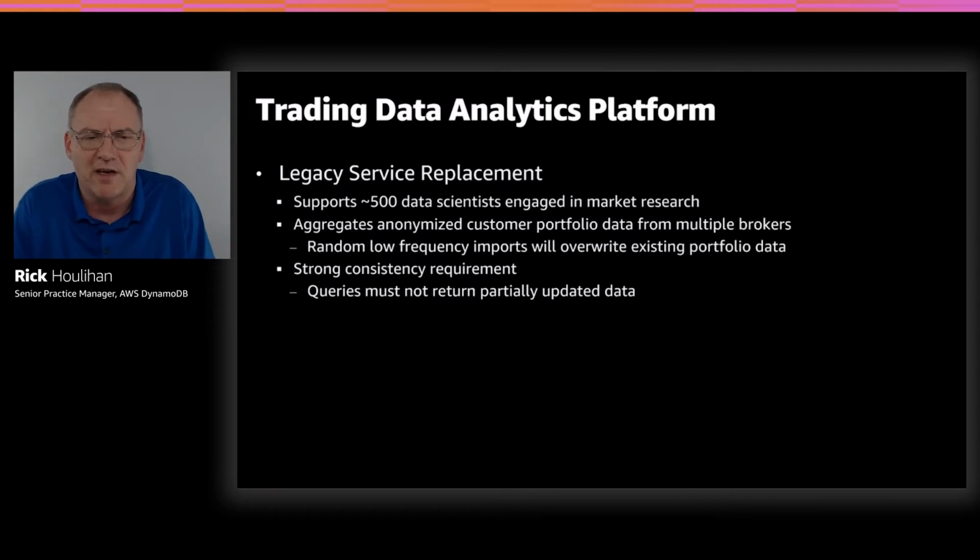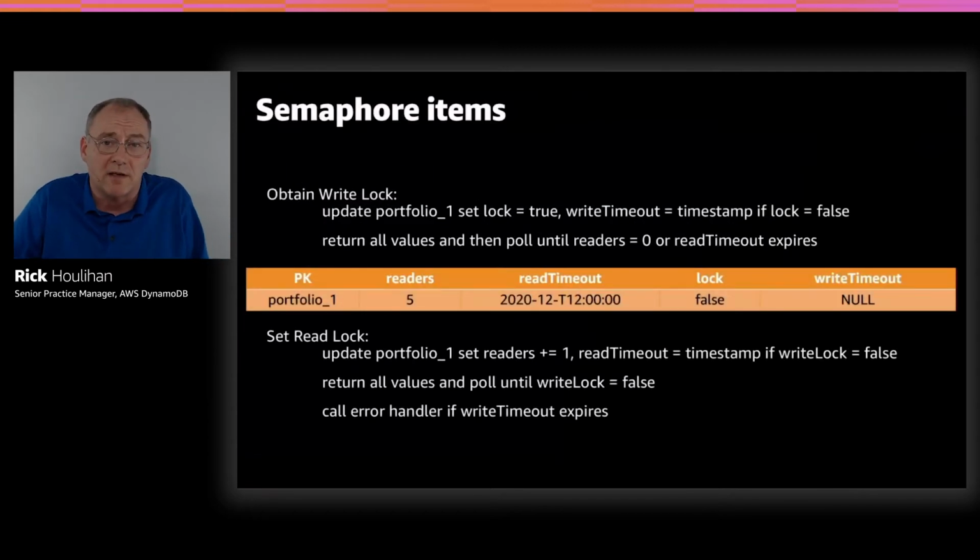So the way we did this was we created semaphore items on the table. Every policy, every portfolio partition on the table had a semaphore item loaded into it that contains some lock attributes. And to obtain a write lock, a process would come in and update the item and say, set this write lock to true as long as the write lock is false. And while you're at it, set my write timeout to X. Then it's going to return all values from that update and look at the reader's counter. If the reader's counter is 0, it moves on, does its update and whatnot.